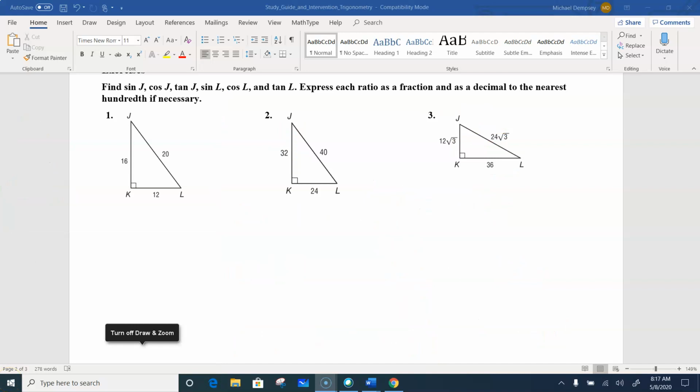So now I want sine L. Okay, so we look at L. We know hypotenuse lives in the denominator right away, and we want the opposite, right? SOHCAHTOA, so opposite over hypotenuse, 32 over 40. Divide them both by 8, and we have 4/5.